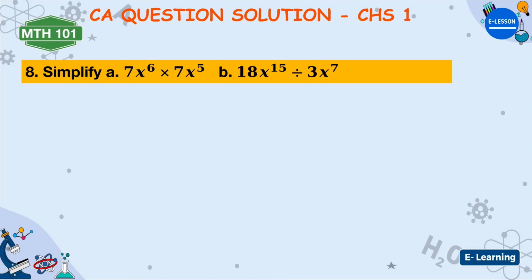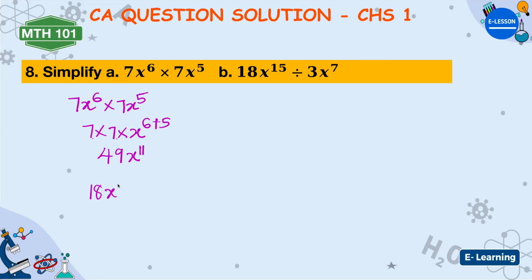The next one says simplify this. This is a very simple question. Now, we have 7x to the power of 6 times 7x to the power of 5. You use this 7 to multiply 7. That will give us 7 times 7 times x, and when the bases are equal, collect one and add the power. So this gives us x to the power of 6 plus 5. 7 times 7 will give us 49x. 6 plus 5 will give us what? 11. Now, the next one is this.